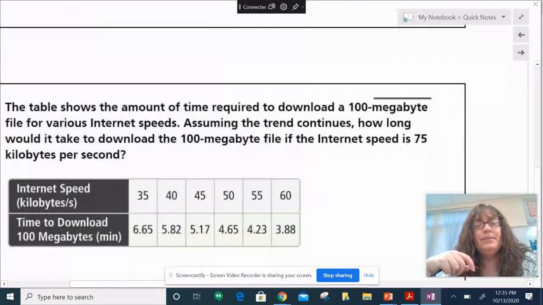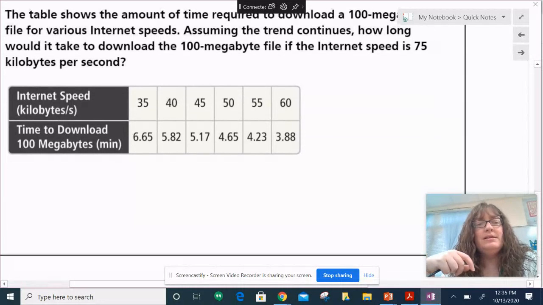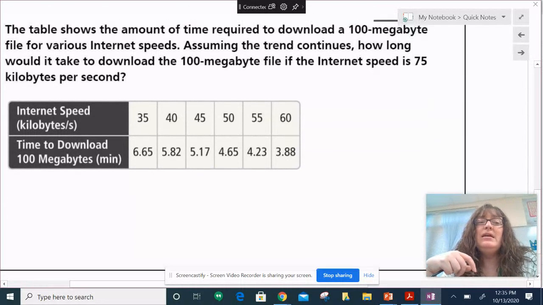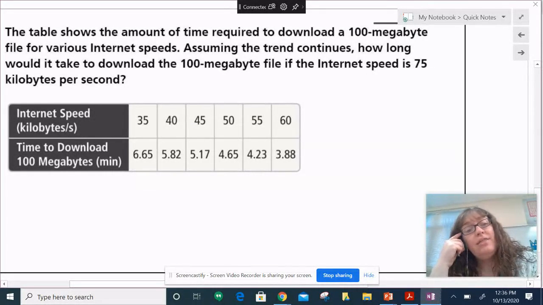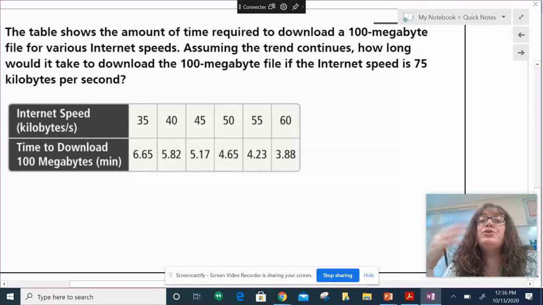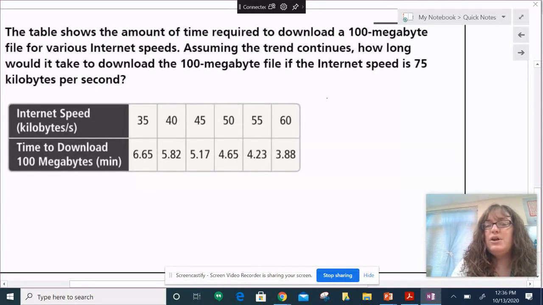All right, last but not least here. This time, all they do is give me a table full of information, and they're asking us to create a trend line so that we can use this, as I told you, to predict a speed. So in this case, I'm going to start by drawing my graph.